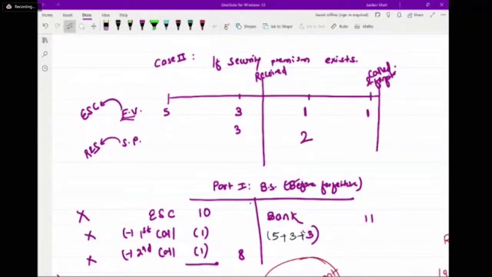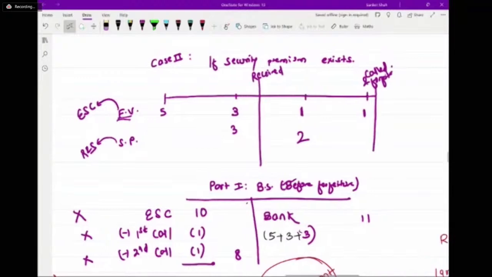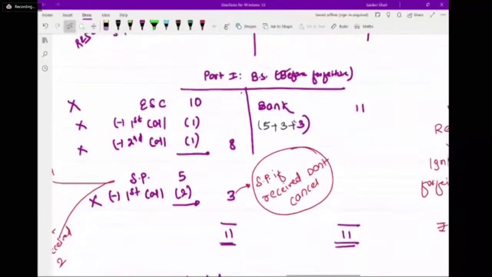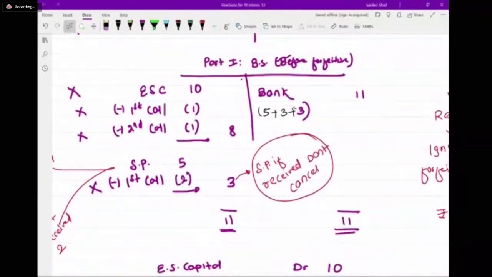Face value. Part 1. Balance sheet before forfeiture.